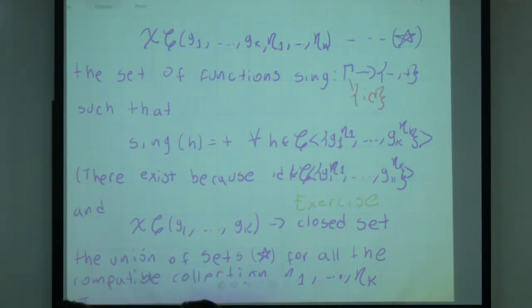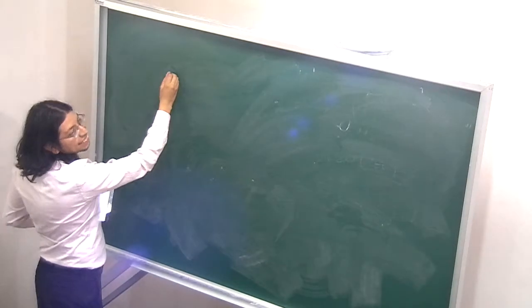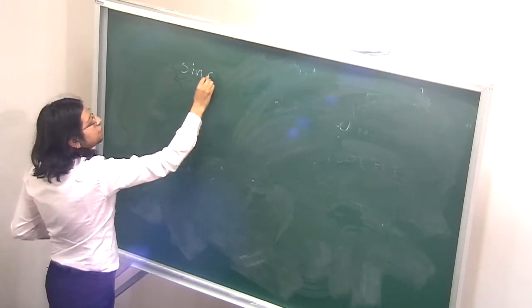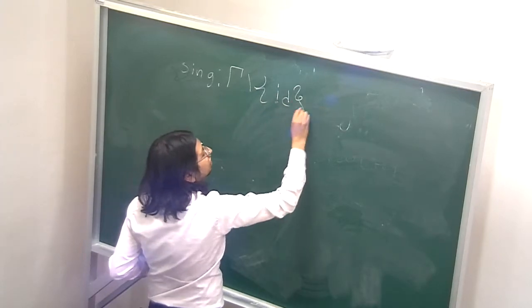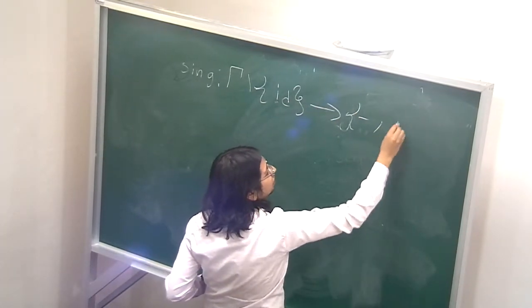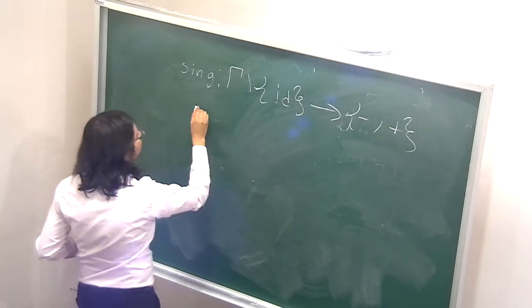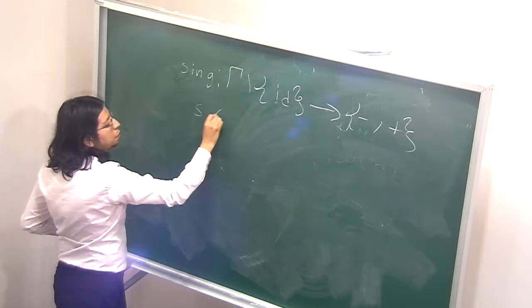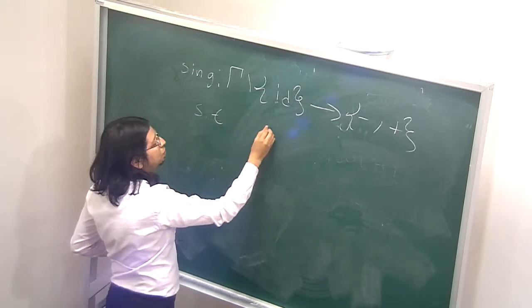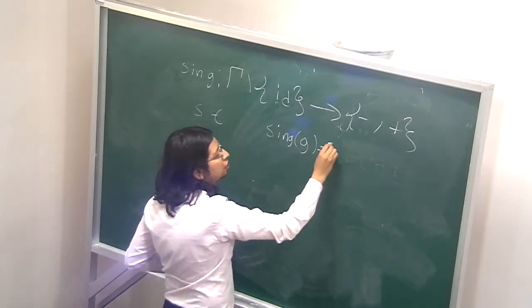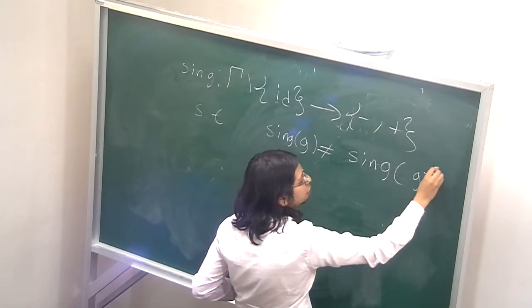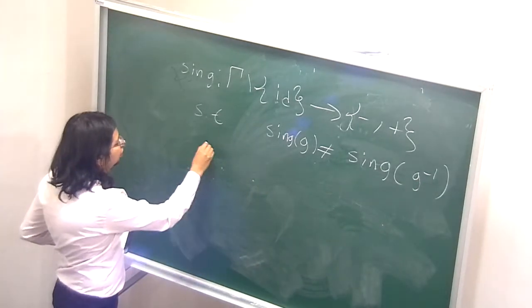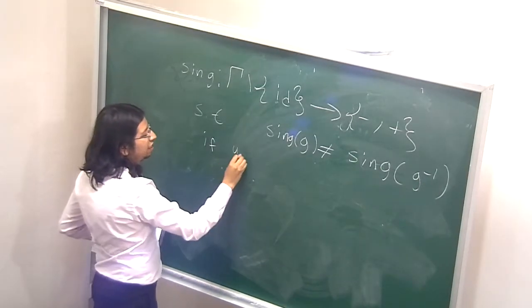Jacobi. A function sign of gamma to, it's a function such that sign of g is different to sign of g minus 1.